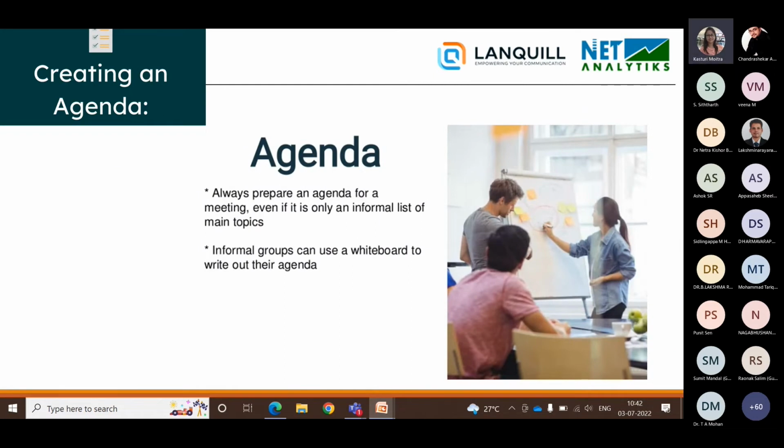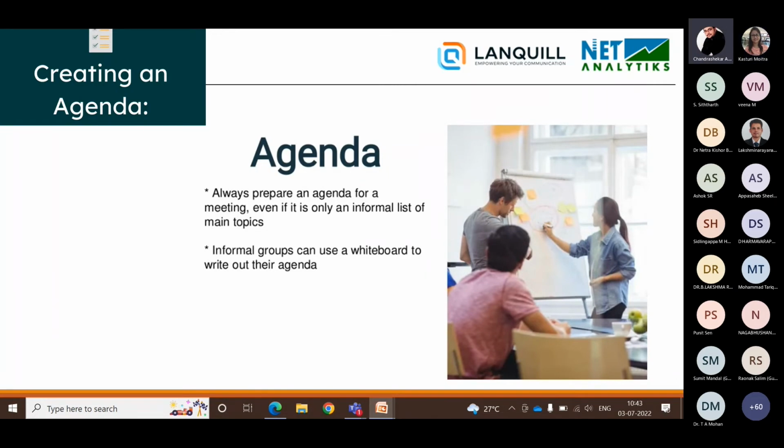Okay. So, mostly dealing with this now, coming to the formal and informal agendas. Like here, we have already mentioned that an agenda is prepared for a meeting, even if it is only an informal list of main topics. So, just a list. But if it is a formal meeting and we are preparing an agenda for a formal meeting, all the minute details have to be included. Right, sir? Yes, of course.